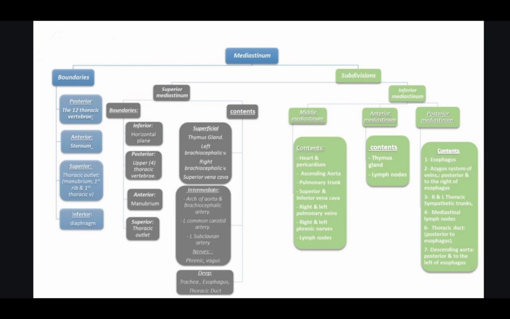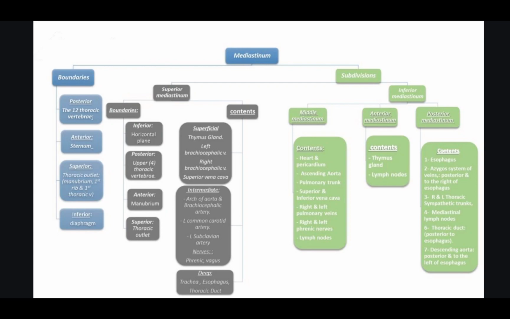And posterior mediastinum, and now we also understand the concept of the anterior and posterior. Everything is the same as anterior mediastinum, but the change is that the anterior border of posterior mediastinum is the posterior border of middle mediastinum. So now we go to the content itself.